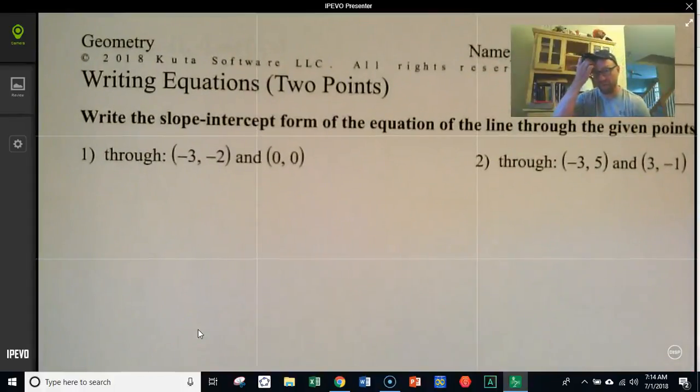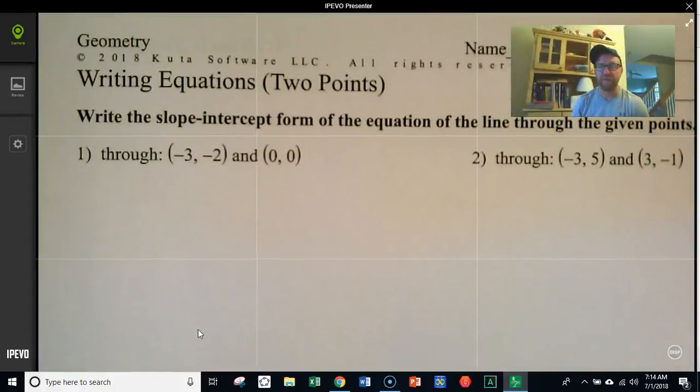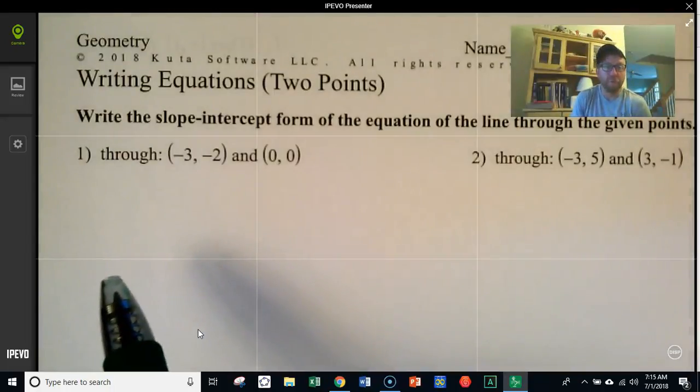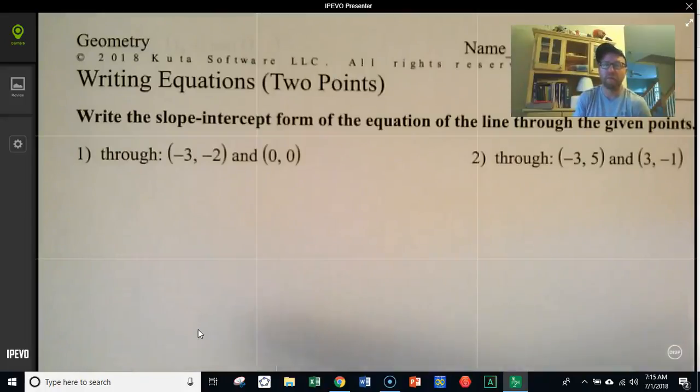Alright, in this video we're going to be writing equations of lines given the coordinates of 2 points on the line. And this involves putting together two things that we've already done before. In order to write the equation of the line, we're going to need its slope and its y-intercept. We're going to find the slope using the slope formula like we've used before.